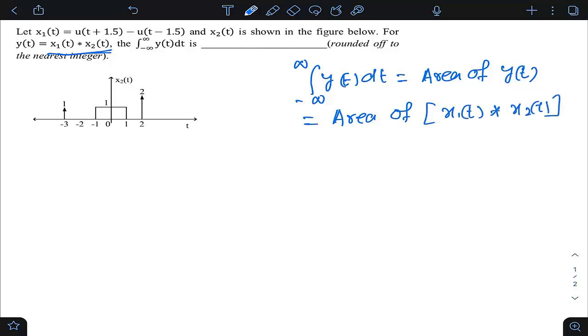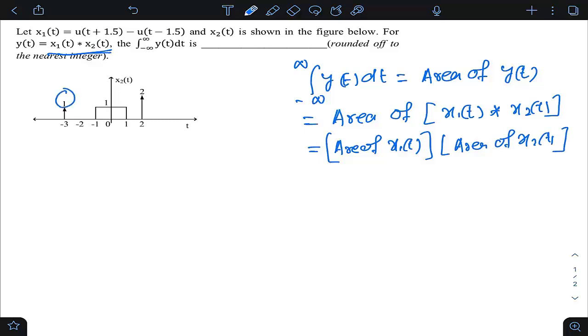We have a property in convolution: if two signals are convolved, the area of the convolved signal is the multiplication of the individual areas. In other words, the area of x1t convolved with x2t is the area of x1t multiplied by the area of x2t. What is the area of x2t? There are impulses with areas 1 and 2, and a rectangular pulse with width 2 and height 1, so area 2 into 1 is 2. So the area of this function is 1 plus 2 plus 2, which is 5. Area of x2t is 5.